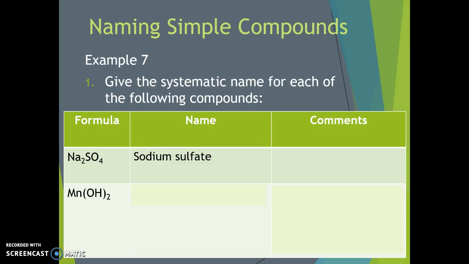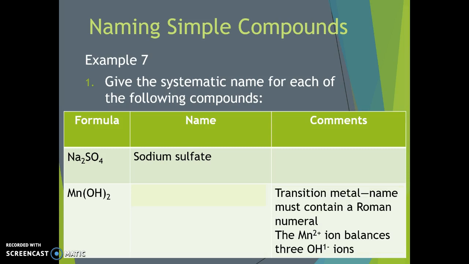The second example, manganese is a transition metal that can have more than 1 charge. So we do have to include the Roman numeral. There are two hydroxide ions in the compound, which each have a -1 charge. So the manganese must have a +2 charge. And so this would be manganese 2 hydroxide.